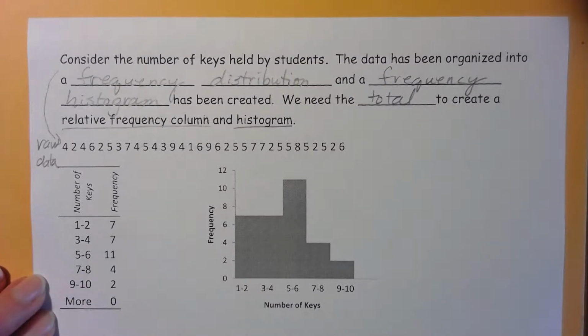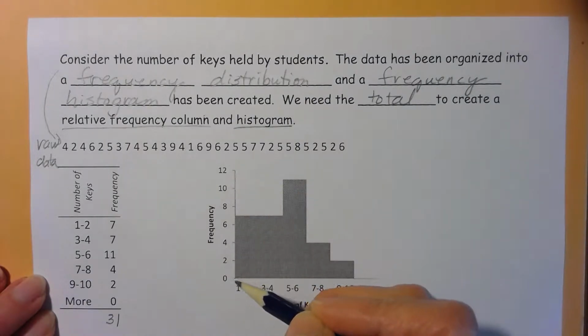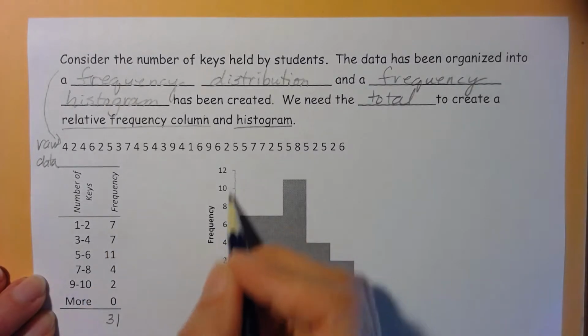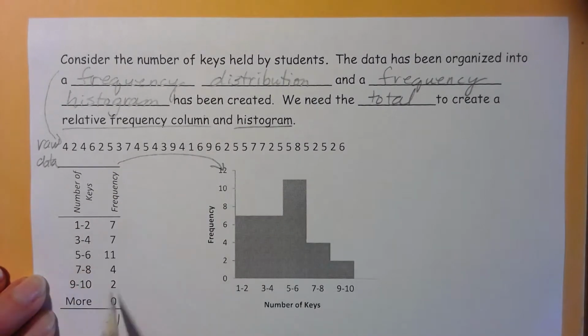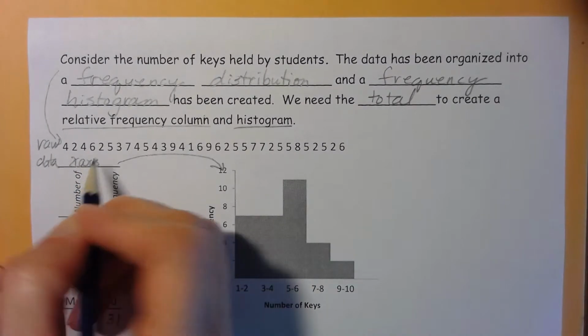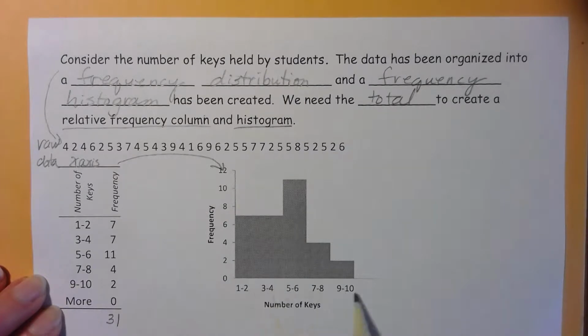One thing I want to point out is that we need to add up our frequencies. We have a total of 31 counts here. I want you to see that these frequency counts are identified over here on our frequency histogram. Our first one here, we had a count of 7 and 7. So I just want you to note that this y-axis comes from this column right here. These columns here, this is our x-axis. These are our number of keys held, and they correlate to our x-axis.